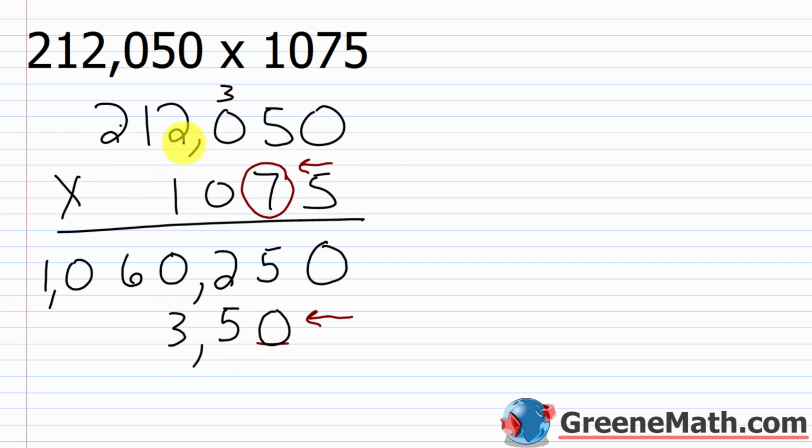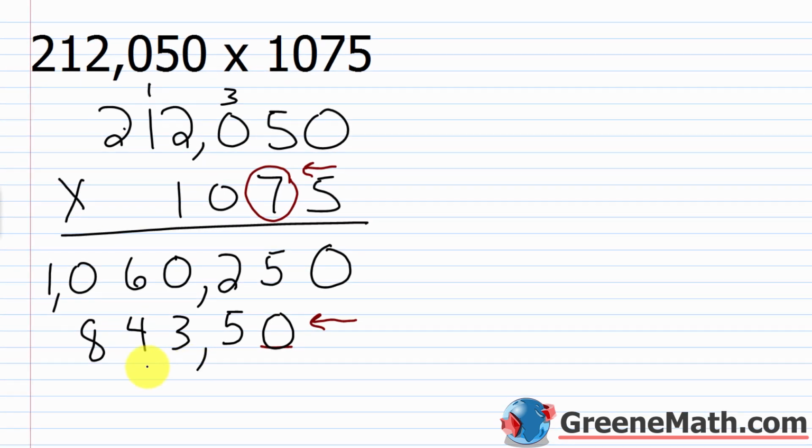Then 7 times 2 is 14. So I'm going to put a 4 down, and I'm going to carry a 1. Now I have 7 times 1, that's 7, plus 1 is 8. And then lastly, I have 7 times 2, and that is 14. Okay, put in the commas. So I get 14,843,500. You might be saying, well, there's no 0 over here.